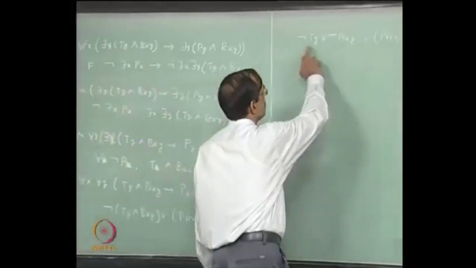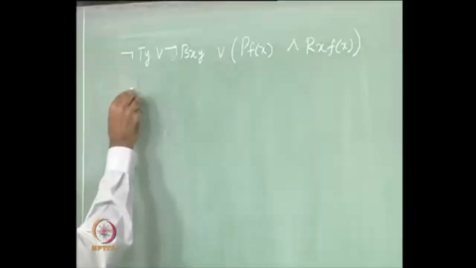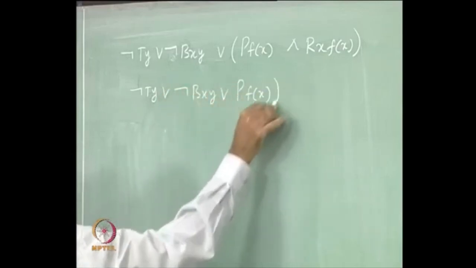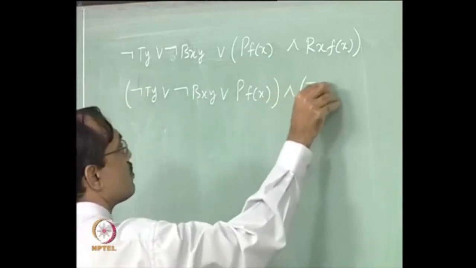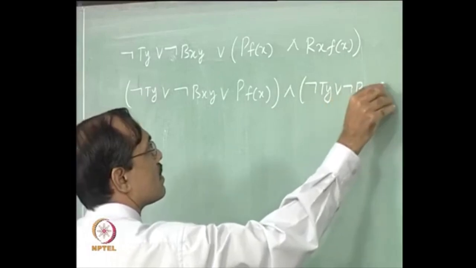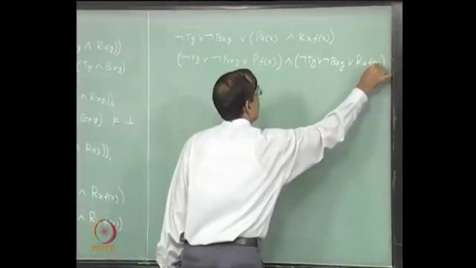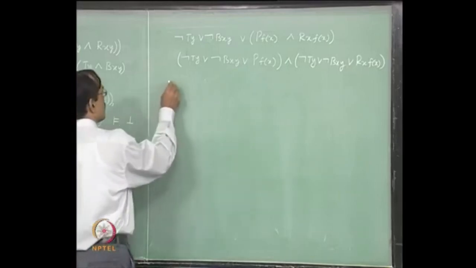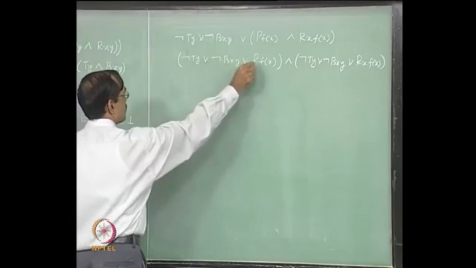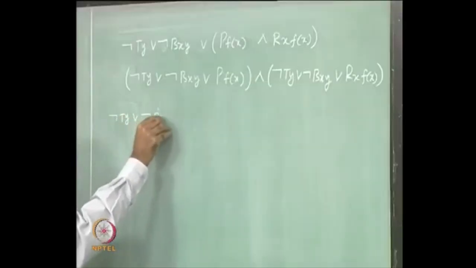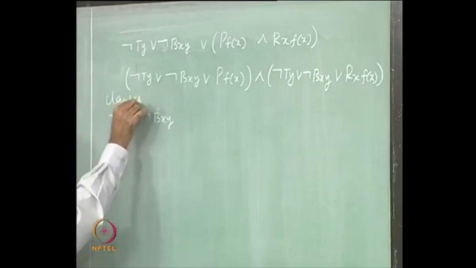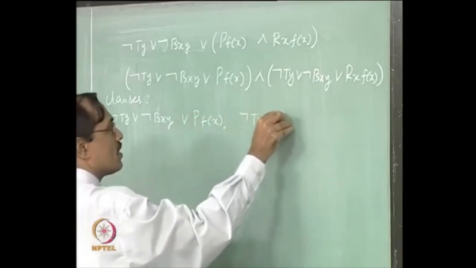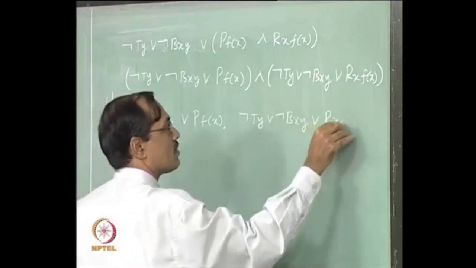Right. Next, we distribute because we want C and F. So, this gives not T y or not B x y or P f x, and not T y or not B x y or R x f x. Okay. So, now we have the clauses. This is one clause, right, not T y or not B x y. So, let us write the clauses: or P f x, one more not T y or not B x y or R x f of x.